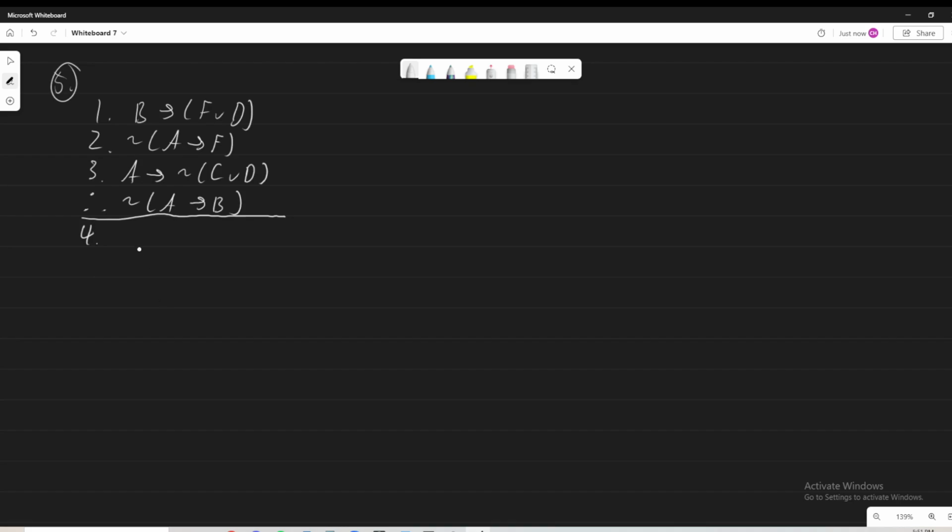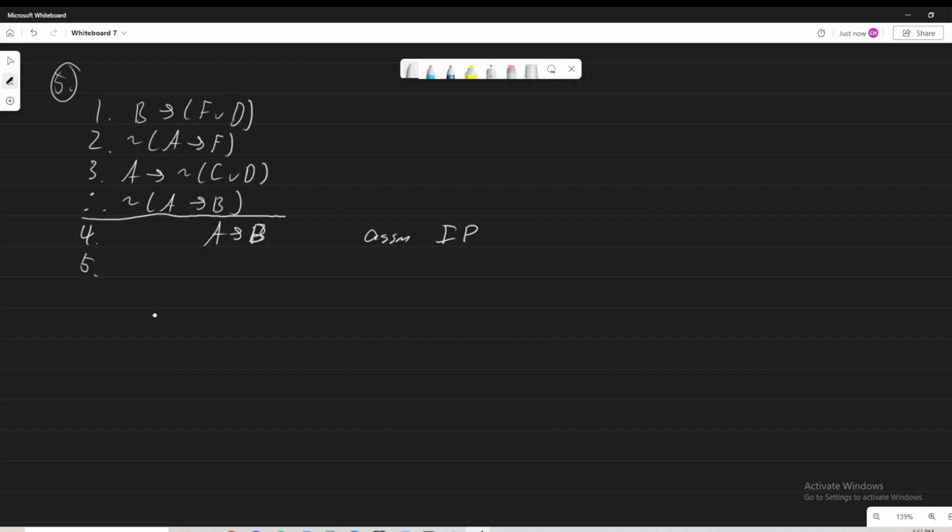So we're going to start this the same way we do any indirect proof, by assuming the opposite of our conclusion. Our conclusion here is not if A, then B, the opposite of which is just positive if A, then B. There we go. And again, we assume that for indirect proof. Now we can start applying some of our deduction rules.